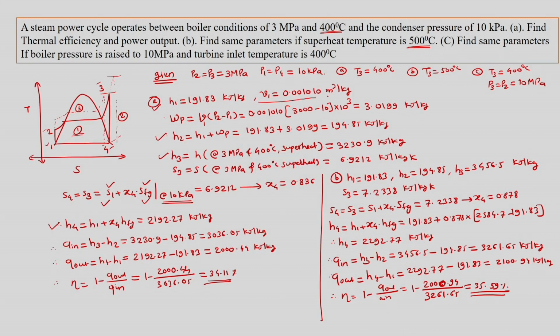So we have the third part remaining in the same example. Here, in part C, we have H1 will be same, that is 191.83. But now we have to work out for the boiler of 10 megapascal pressure. So H2 we have to find out for 10 megapascal condition, where we know we had also written down V1 and it is 0.001010.